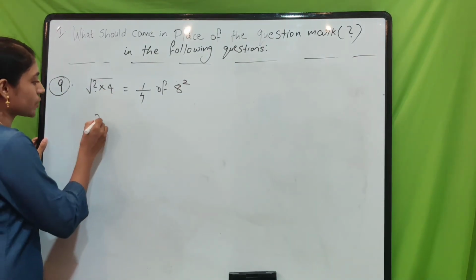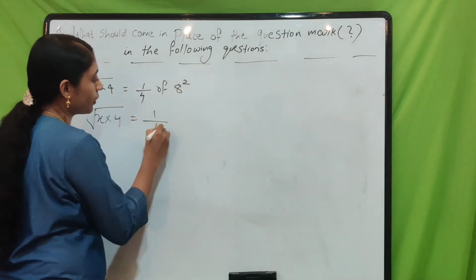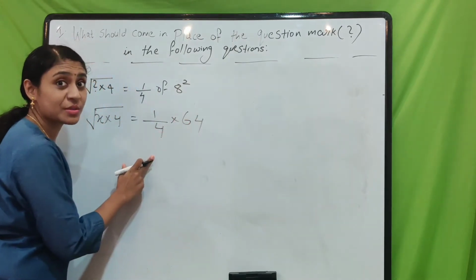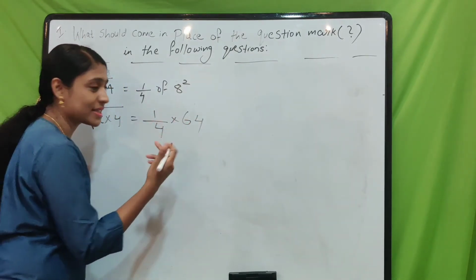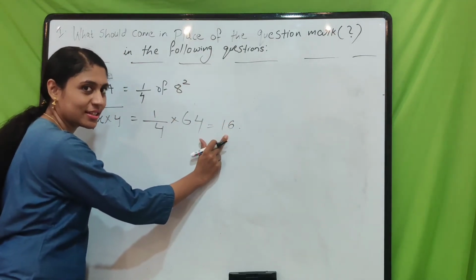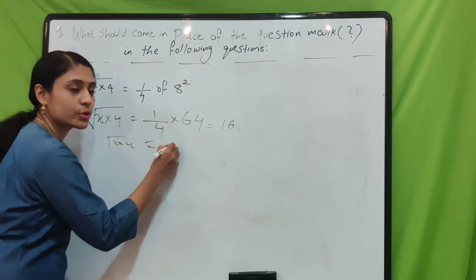So let the question mark be x. Root of x into 4 is equal to 1 by 4 into 8 square, which is 64. And we know that 64 is divisible by 4, giving 16, right? Because 16 into 4 is 64. So in the RHS it is 16. So now we got root x into 4 is equal to 16, right?